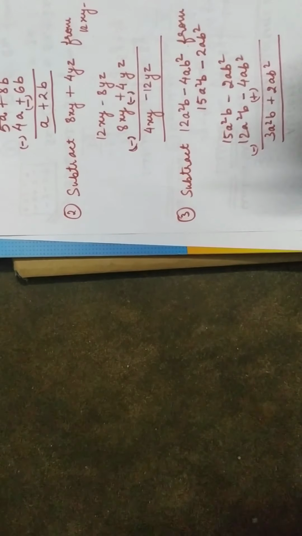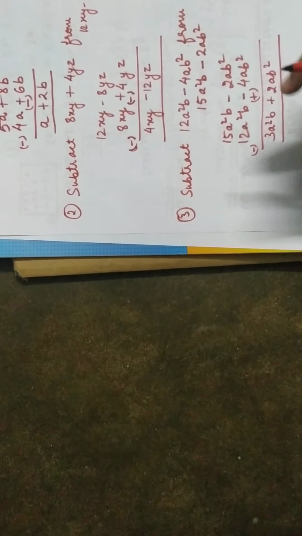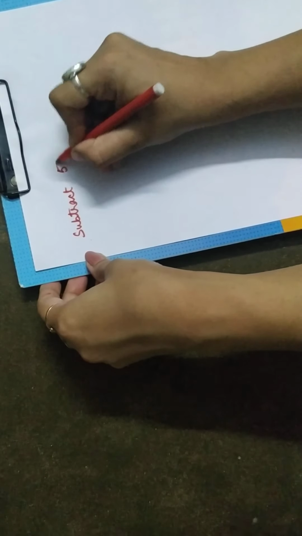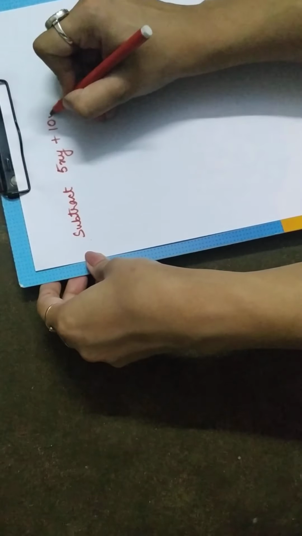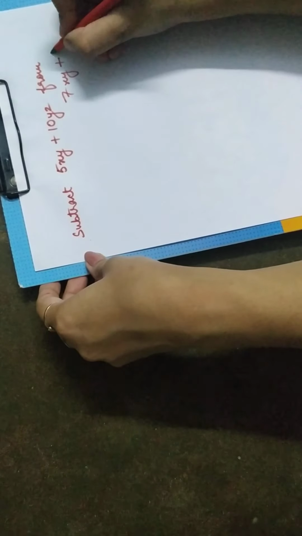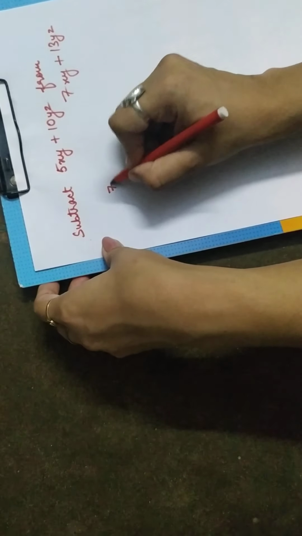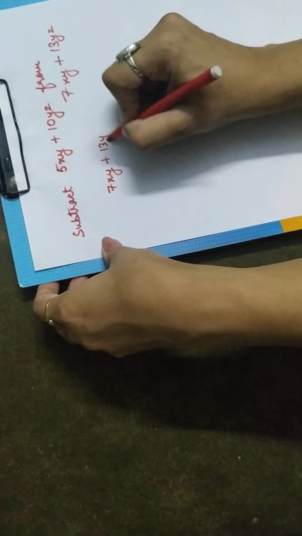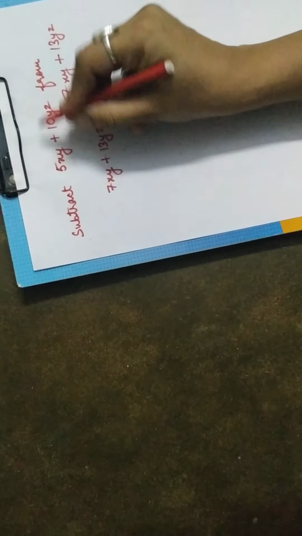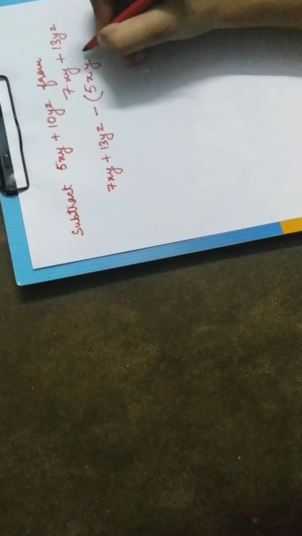Now this was the column method. Now if you want, you can do it with the horizontal method. I'll just explain one example so that it is clear. Like, subtract 5xy plus 10yz from 7xy plus 13yz. So obviously 7xy plus 13yz will be written first, then you will put minus sign, and now this expression will be written within the brackets.